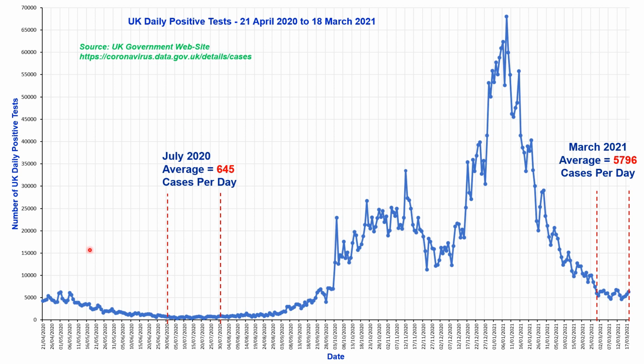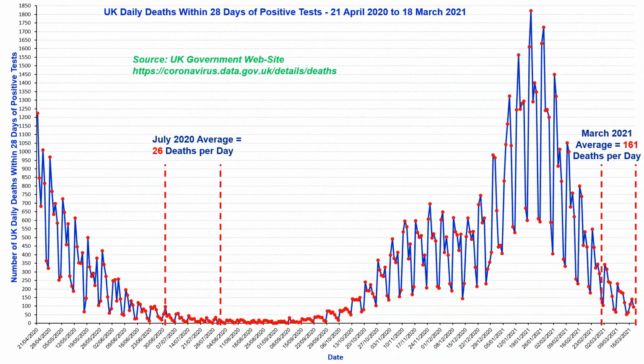So we can see we had 645 in July. And for the days we've had, in this case 18 days of March, we have an average of 5,796. So clearly we've got eight to nine times more cases now than we had then, or do we? We'll look at the data later.